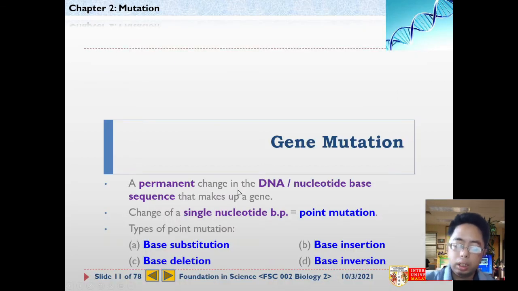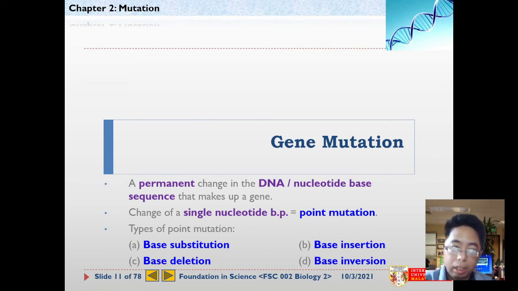Alright, so gene mutation. It is a permanent change in the DNA or nucleotide base sequence that makes up a gene. So if it is just one gene that changed, we call it a point mutation. The point mutation can change in a lot of ways. Let's say you have A. What if the A becomes T? So you have base substitution.